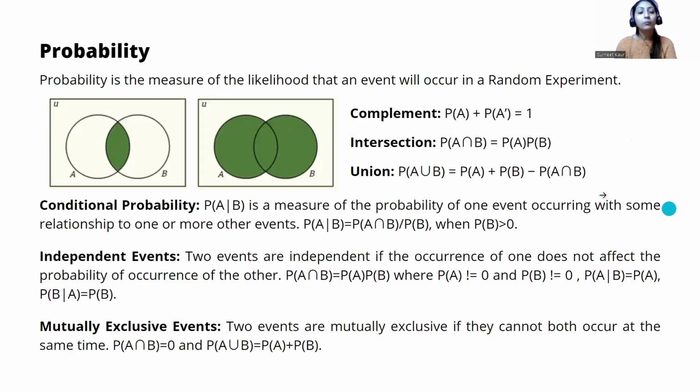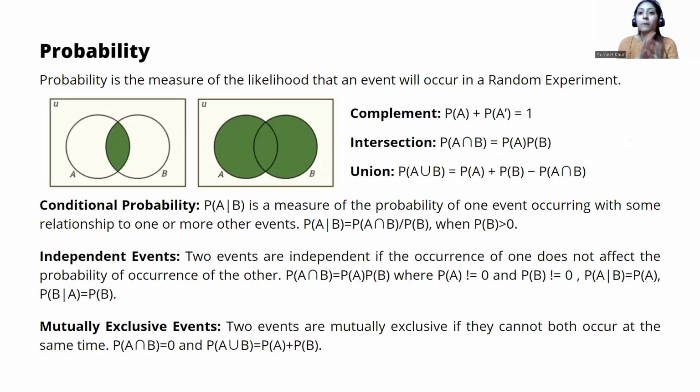Then coming to probability. Probability is the measure of likelihood that an event will occur in a random experiment, right? Then we have conditional probability. Conditional probability is a measure of probability that an event might occur with some relationship to one or more other events, right? So let's first understand the complement.